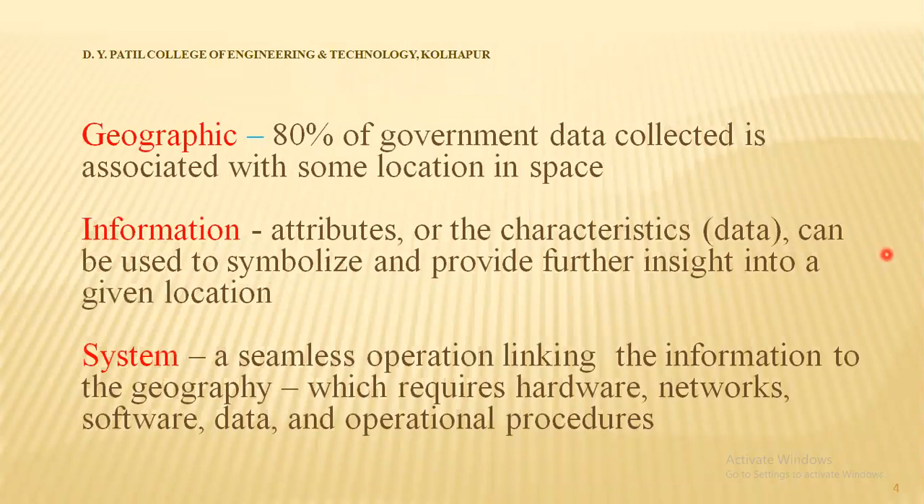GIS is made from three words, namely geographic, information, and system. Geographic does not mean geography, but it means a location with specific data. Any object on the Earth can be defined with geographic coordinates, which are known as latitude and longitude. The entire Earth has an imaginary grid of latitude and longitude, and hence each object on the surface of the Earth can be assigned these coordinates.